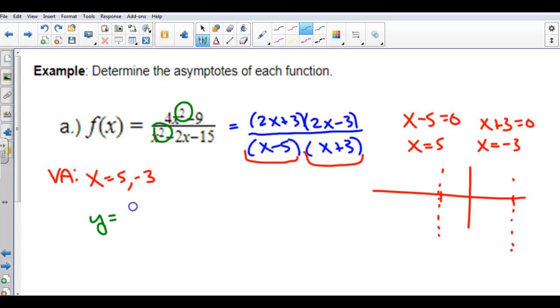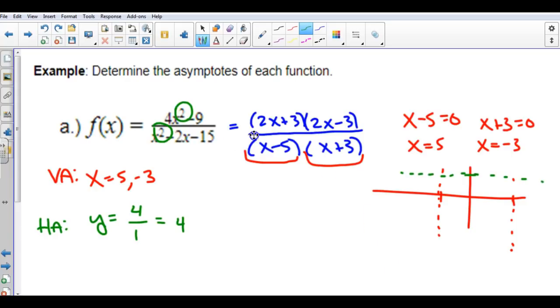And you take the lead coefficient of your numerator, which is 4. The lead coefficient of the denominator is 1. So that tells me that I'm going to have a horizontal asymptote at y equals 4. And what that means is I could go up to 4 on my graph, and I would see an asymptote there.